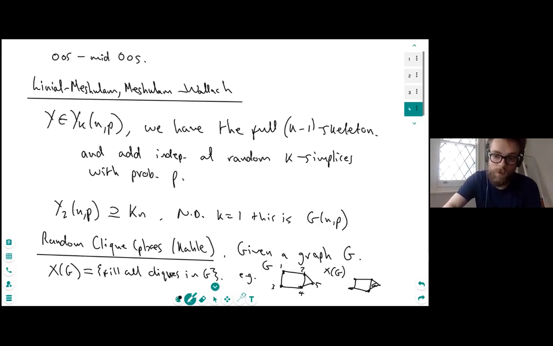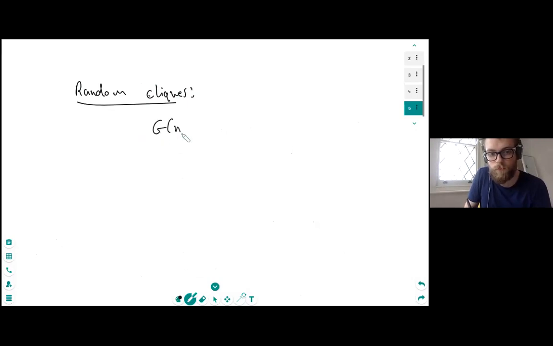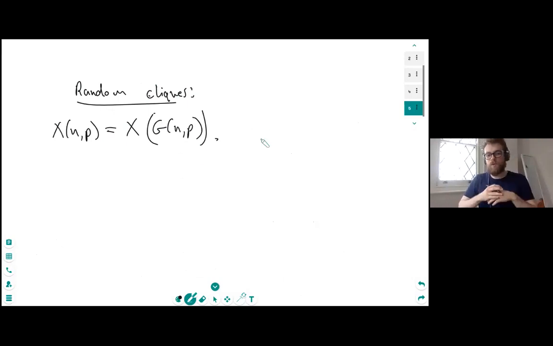So how do we get random clique complexes? Well, we know how to get a simplicial complex from a graph. So to get random clique complexes, we take the random graph and we clique it. I'll denote this by X(n,p). So we generate a random graph and then fill it up as much as we can with simplices.